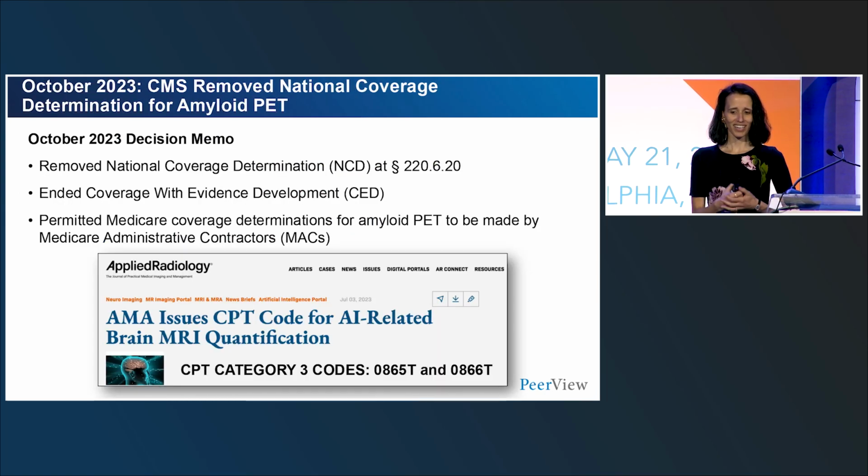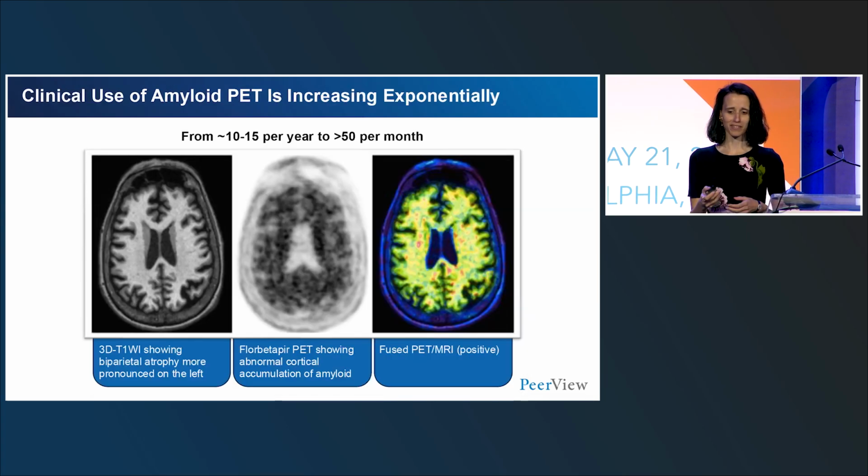As part of a decision memo for amyloid PET, again, the coverage with evidence development was removed. And for example, at my institution, we went from scanning about 10 to 15, mostly self-pay amyloid PETs, to over 50 cases a month. We're now consistently scanning between 50 and 70 amyloid PETs a month.